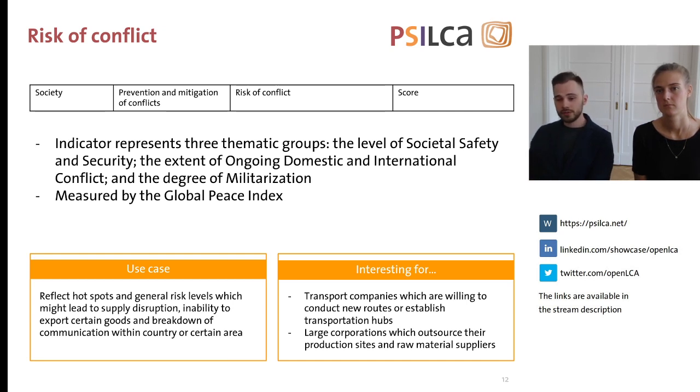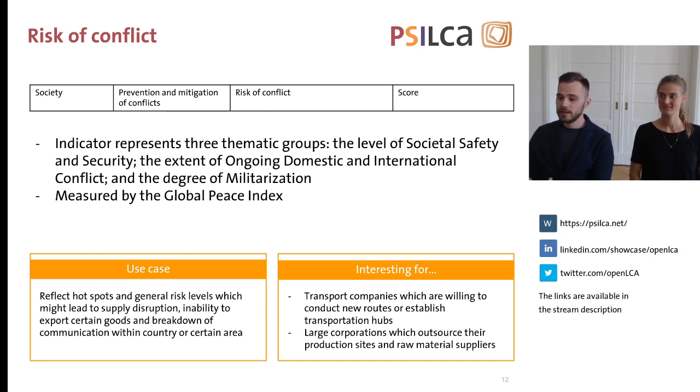And the next indicator we'll talk about in detail is risk of conflicts. So the indicator basically is divided into three large groups. The first one is social safety and security. The second one is ongoing domestic and international conflicts. And the third and last one is degree of militarization. All of them are measured by the Global Peace Index, which is basically a sum of 25 different sub-indicators, which then provide a final score which could be used to measure so-called ongoing or maybe not that active conflicts.